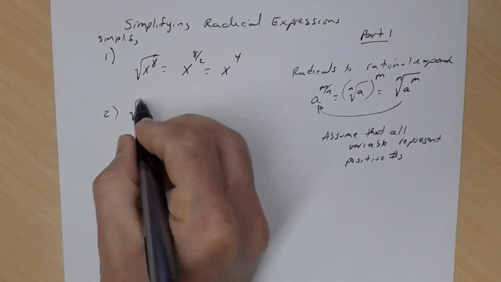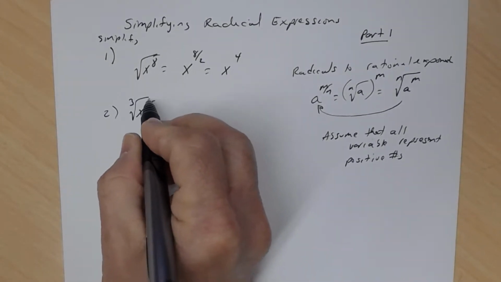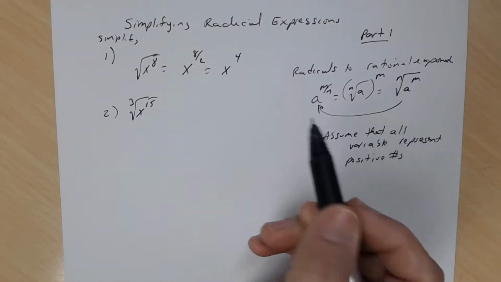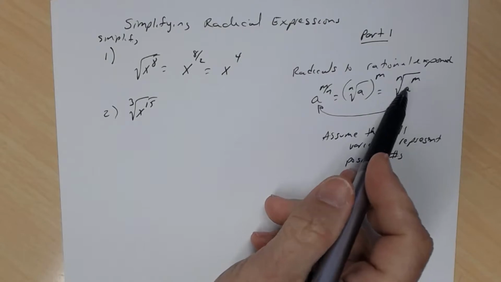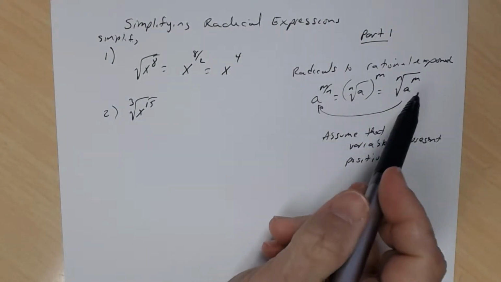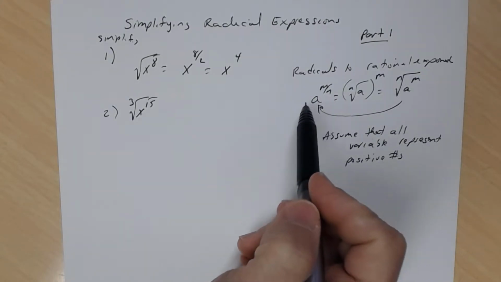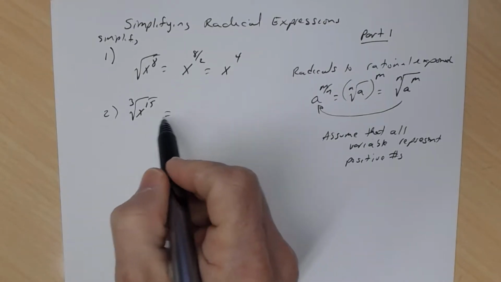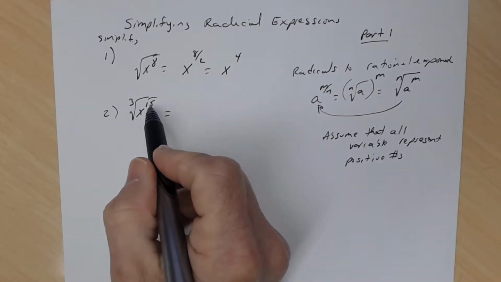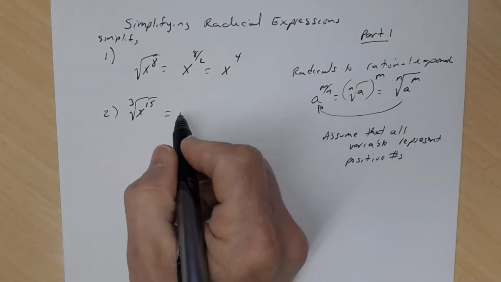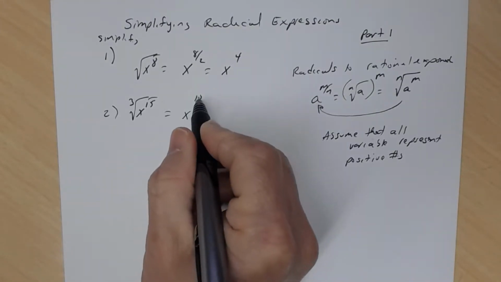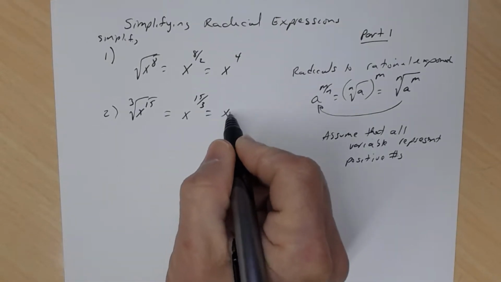All right, number 2. Suppose I had the cube root of x to the 15th power. Again, that's a very easy one. I'm going to go from a radical expression to a rational exponent. Remember, your exponent is your numerator and your index is your denominator. So it becomes x raised to the 15 divided by 3, which is x to the 5th power.